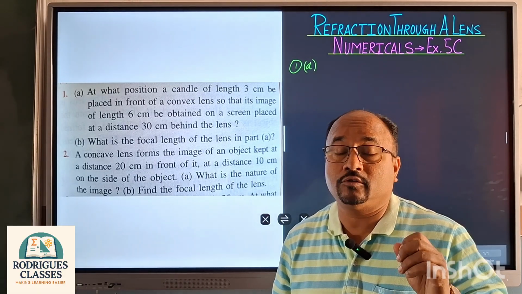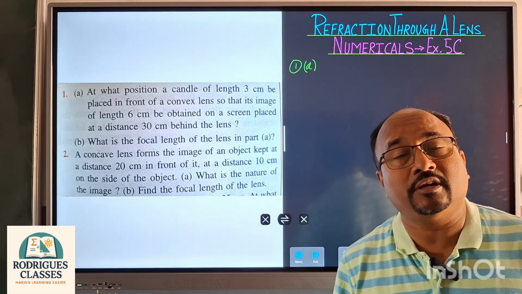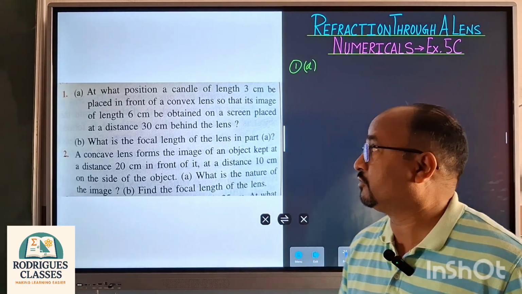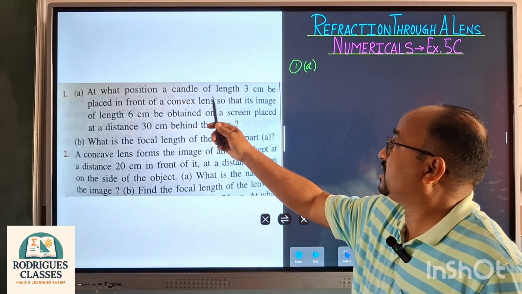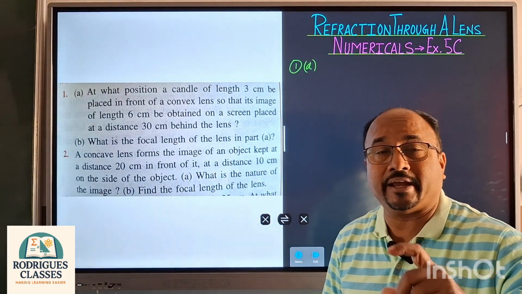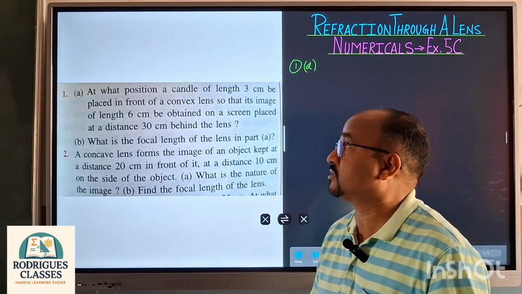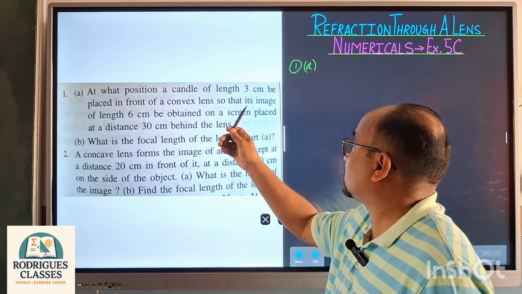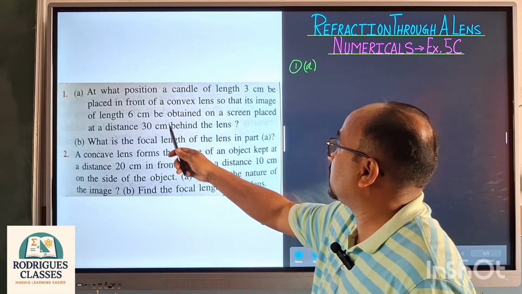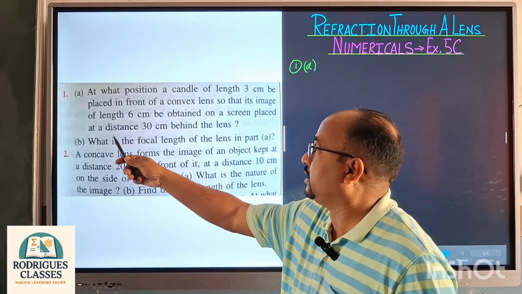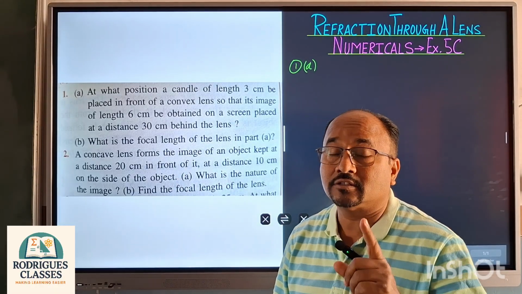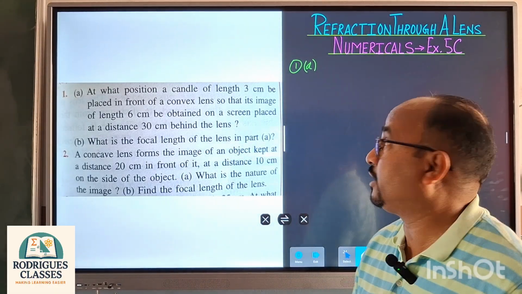I hope you have gone through the sign convention, because all that sign convention part will be utilized here. So let us begin with the first one. At what position should a candle of length 3 centimeter be placed in front of a convex lens so that its image of length 6 centimeter can be obtained on a screen placed at a distance of 30 centimeter behind the lens? The candle length is given, which means the height of the object is given. Something hidden information is there, try to get it.